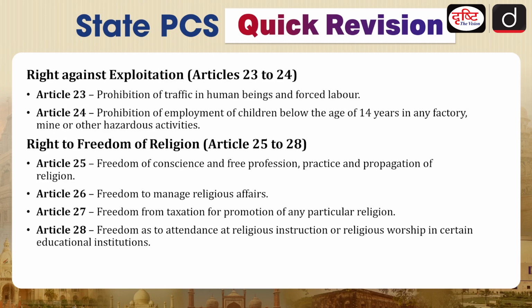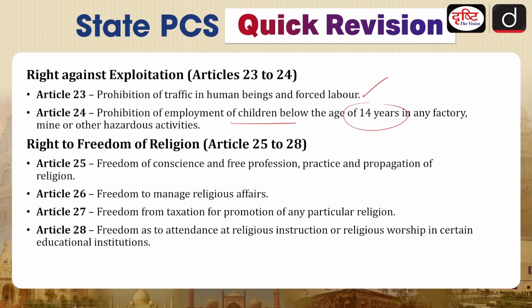Moving further, the right against exploitation, Articles 23 to 24, talks about prohibition of traffic in human beings and forced labor. So human trafficking and forced labor have been prohibited by Article 23. And Article 24 talks about the prohibition of employment of children below the age of 14 years in any factory, mines, or any hazardous activity. So basically they are against child labor.